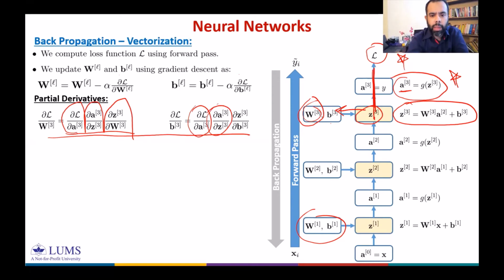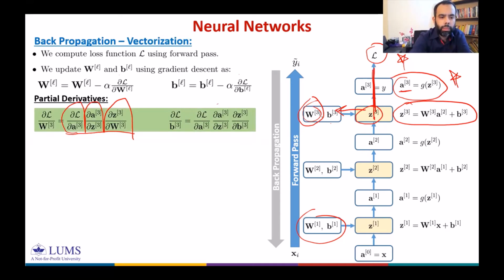And the only difference is, when you take the derivative with respect to the weight W3, you take the derivative of Z3 with respect to weight W3. And when you take the derivative with respect to bias, you take the derivative of Z3 with respect to B3. Clear? So we have computed partial derivatives using the chain rule.